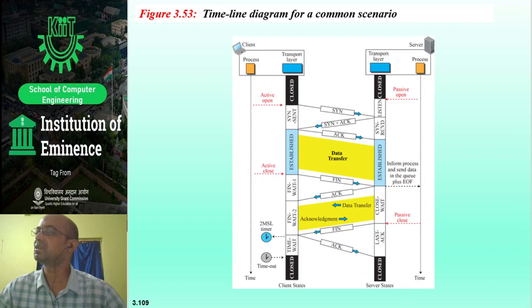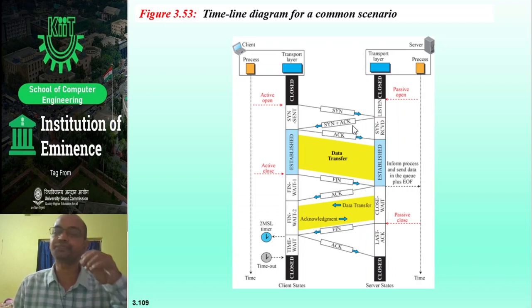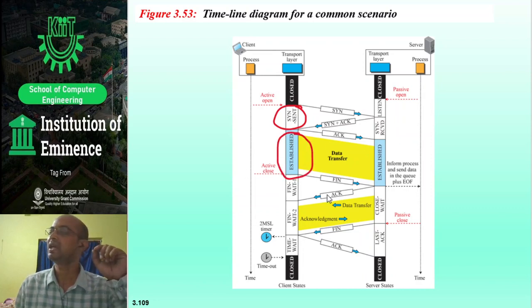Now this is the connection scenario, which I have already told. The same thing, no need to explain in detail. SYN message, SYN plus ACK. This is called what? The SYN sent state, which I have already told. And once the connection is established, this is in which state? Established state. And once data transmission is finished, the client sends FIN, and then it is in the FIN_WAIT_1 state.